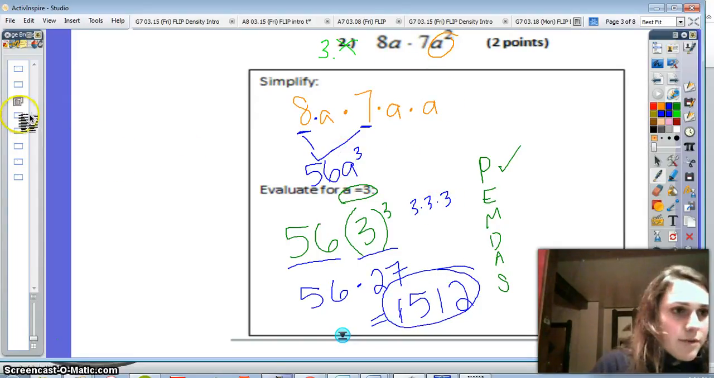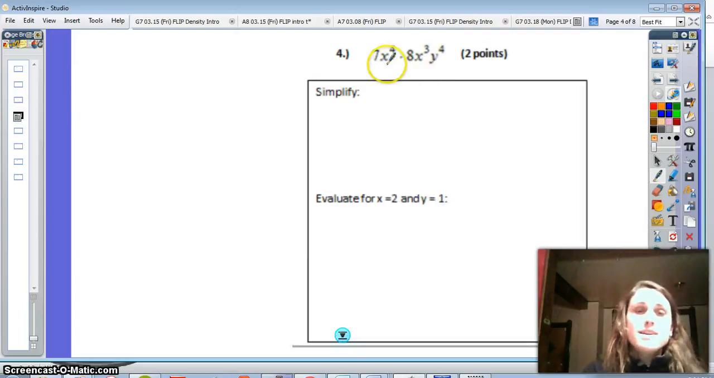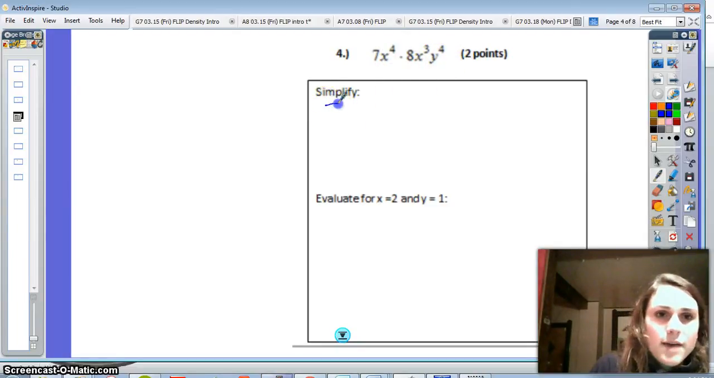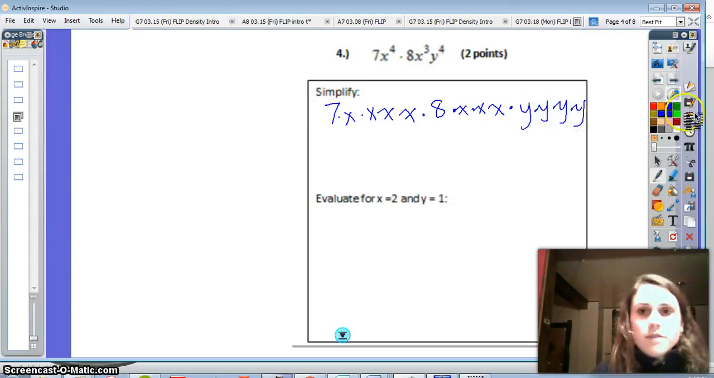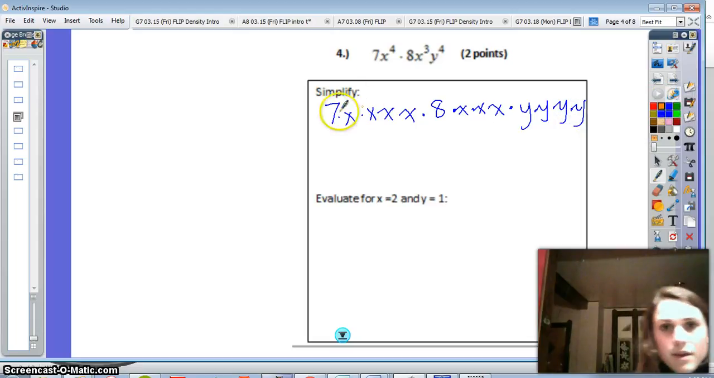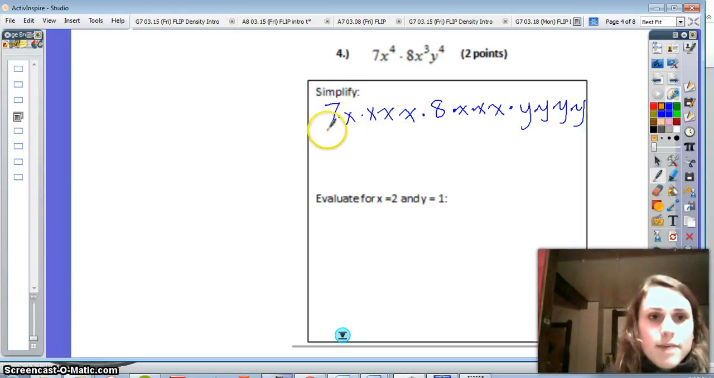Okay, question number 4 is asking us to do the exact same thing, but now we have 2 variables. So instead of just a, we now have x and we have y. Same process. Let's start by expanding. So we have 7 times x to the 4th power, so 4 x's, times 8 times x to the 3rd power, so that's 3 x's. Times, now we have 4 y's. Okay? So all of these terms are being multiplied together. Now it's a matter of simplifying by combining like terms.